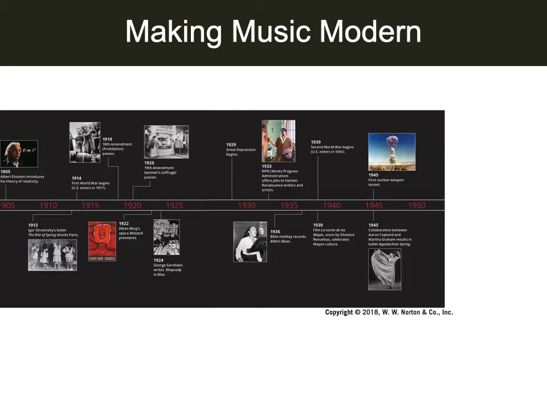Making music modern. Let's take a look at the timeline. Starting around 1900 and ending around 1950. So some world events. 1905, Albert Einstein introduces his theory of relativity.